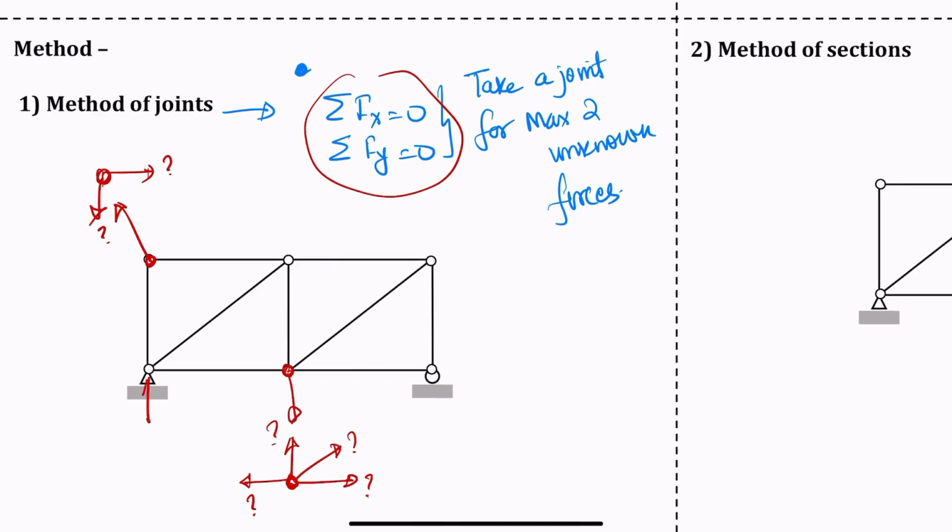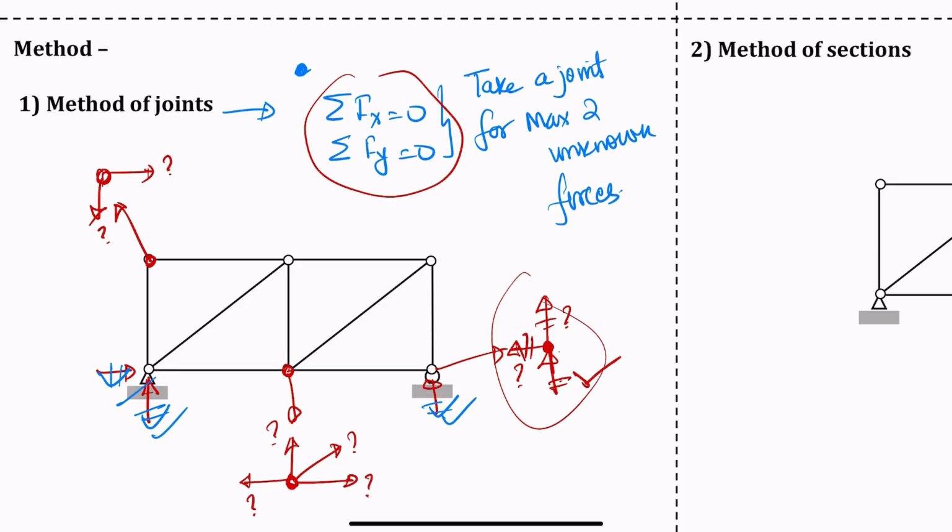So that's why it's good to start with calculating the reactions, because if you know the support reactions, this is known, this is known, this is known, then in that case I can pick this joint even though it has three forces, because this is known, so this is unknown, this is unknown. So it has only two unknowns. Because it has two unknowns, that means I can use the method of joints to solve the problem.